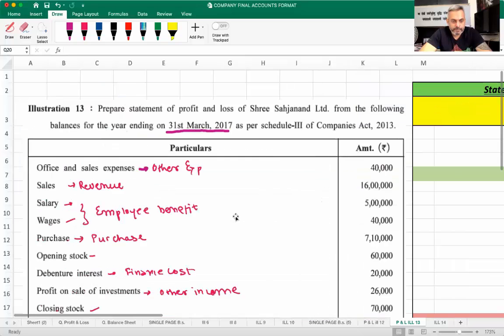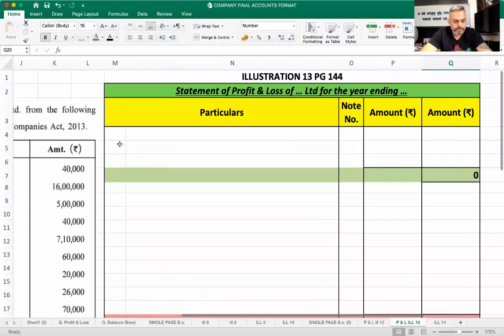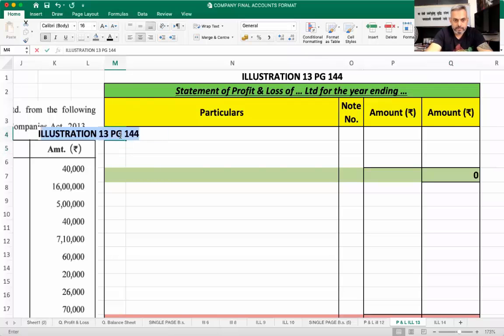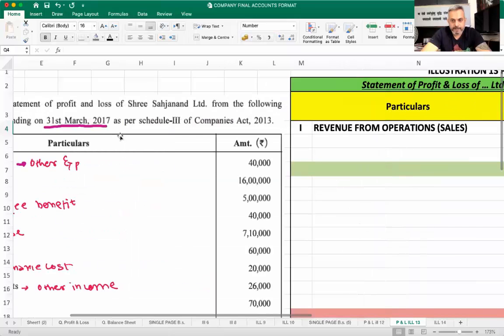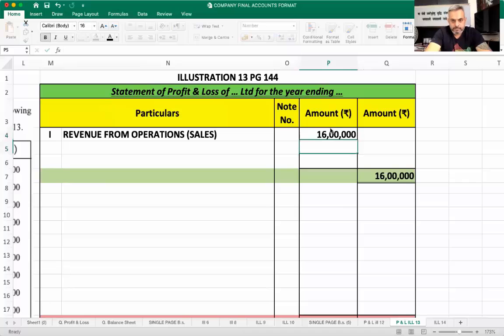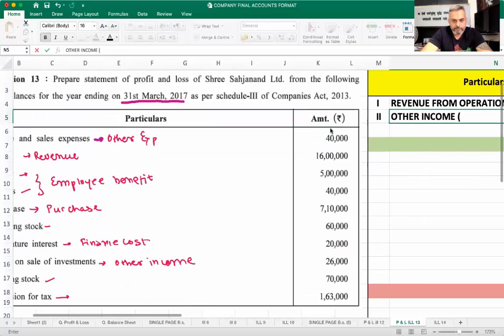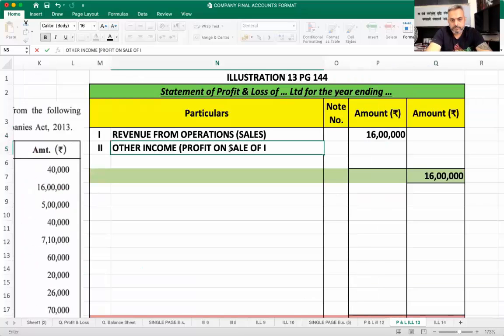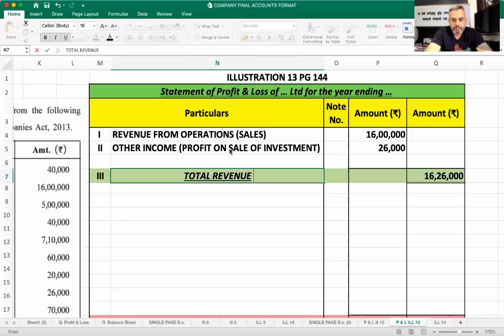Now we start with first, revenue from operations, sales 16 lakh. Other income, profit on sale of investment 26,000. So what we get is third, total revenue, 1 plus 2.